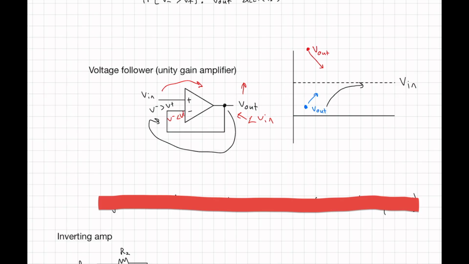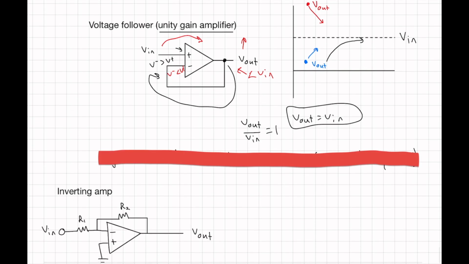So our gain here, V out over V in, is equal to 1. So V out equals V in. That's why it's called a voltage follower or a unit gain amplifier. Something interesting with this: it doesn't seem like a very useful circuit, but it is because you have really high input impedance here. Cool.